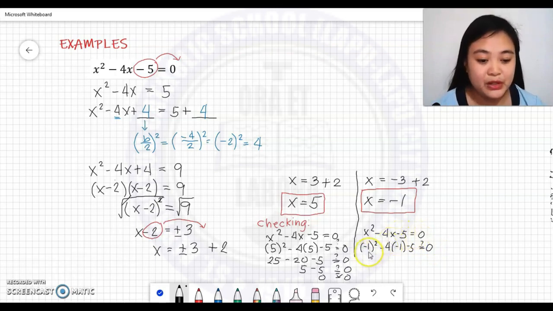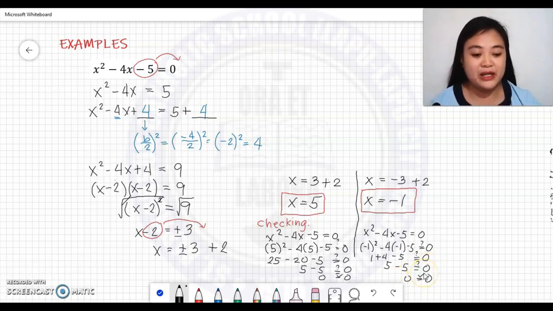Okay? So negative 1 squared, meaning negative times negative, that's positive, so positive 1. Negative 4 times negative 1, that is positive 4. Positive 4 minus 5, is it equal to 0? Okay, that's a question mark. So 1 plus 4, that's 5, minus 5. Is it equal to 0? Yes, it is now equal to 0.